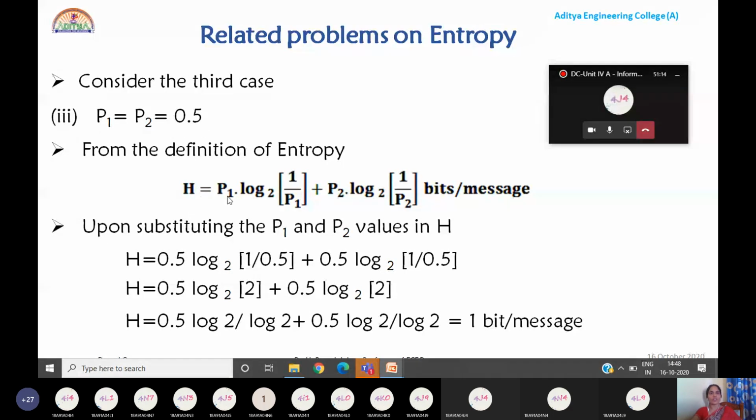So H is equal to P1 log 1 by P1 base 2 plus P2 log 1 by P2 base 2. Please substitute P1 as 0.5 and P2 as also 0.5. Here also the sum of the two message probabilities is 1, so 0.5 plus 0.5. So 0.5 log 2 base 2, because 1 by 0.5 is 2, and here also 1 by 0.5 is 2. So 0.5 log 2 base 2 plus 0.5 log 2 base 2 is nothing but log 2 base 2. Log 2 by log 2 cancel and you will get 1 bit per message.